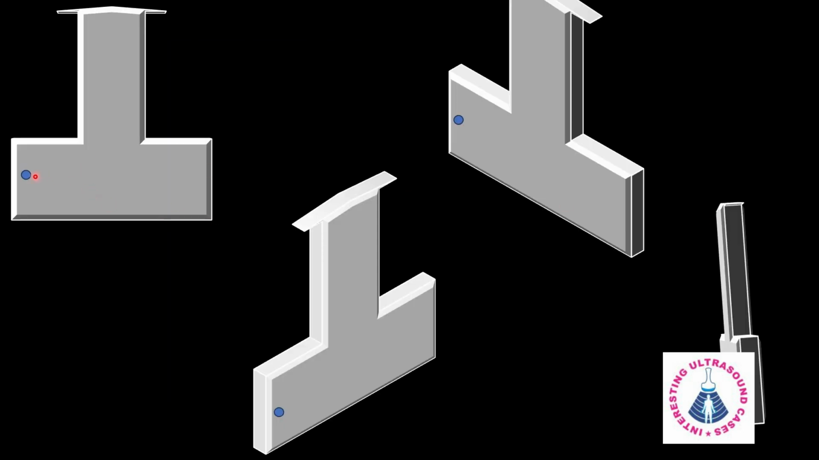So this is the probe position for viewing 4-chamber view. From this view, 45 degree towards the fetal right shoulder, we are moving the non-indicator side of the probe towards the fetal right shoulder. We are getting LVOT. From LVOT, we are moving the probe towards the fetal left shoulder. That is, we are moving the indicator side of the probe towards the fetal left shoulder, we are getting RVOT.